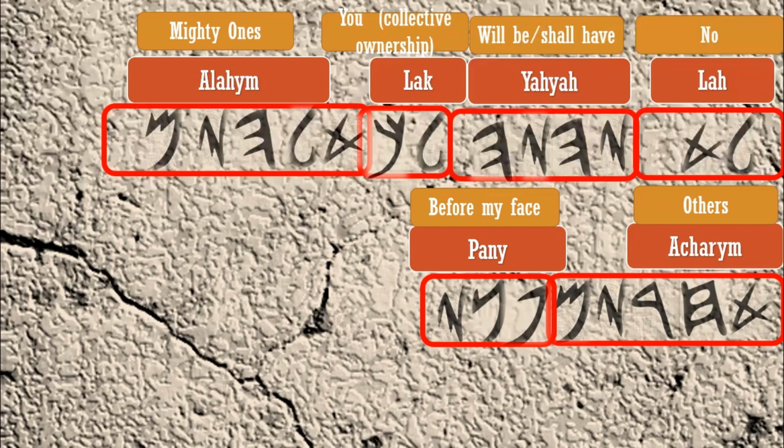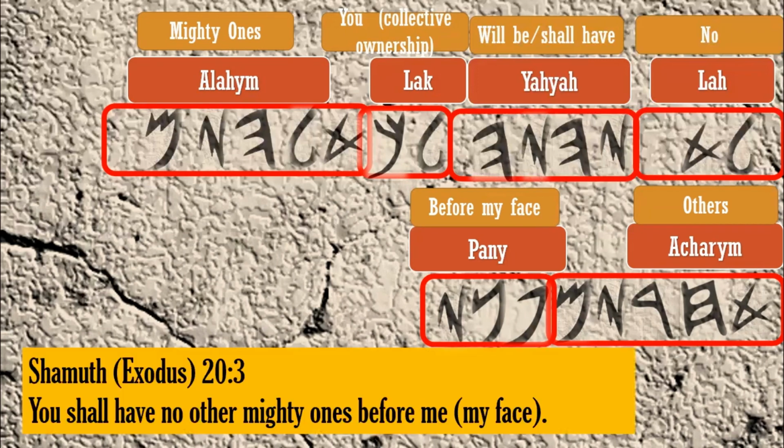Nevertheless, the scripture represented here is Shemut, or Exodus 20 verse 3. You shall have no other mighty ones before me or before my face. This was really exciting to see. Layaya lak alayim achrim pani. You shall have no other mighty ones before me or before my face. No shall have you mighty ones others before my face.